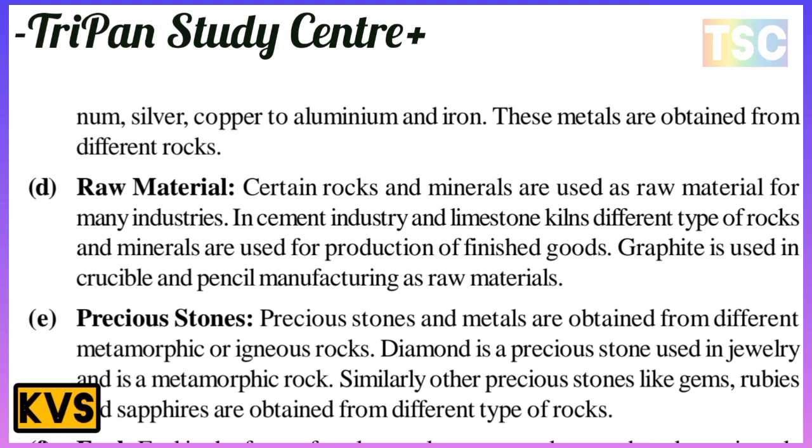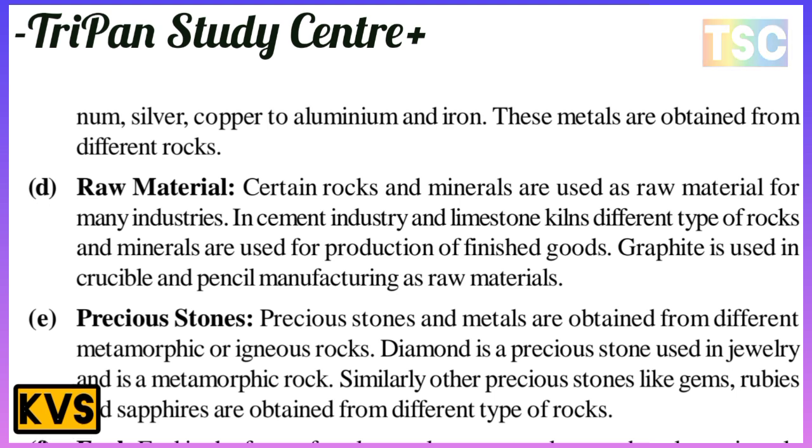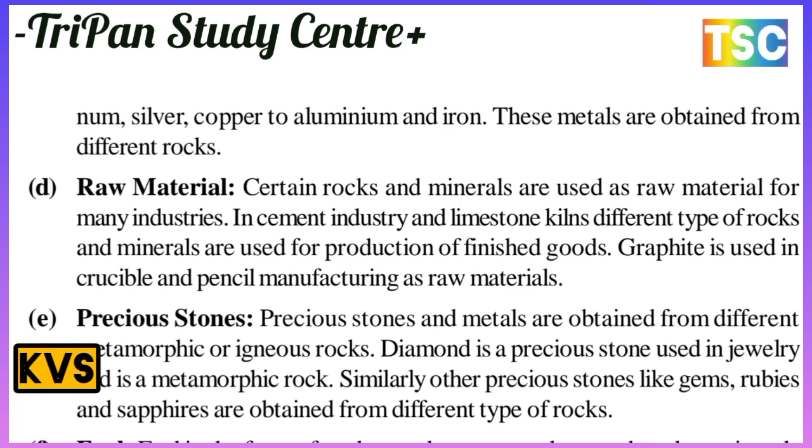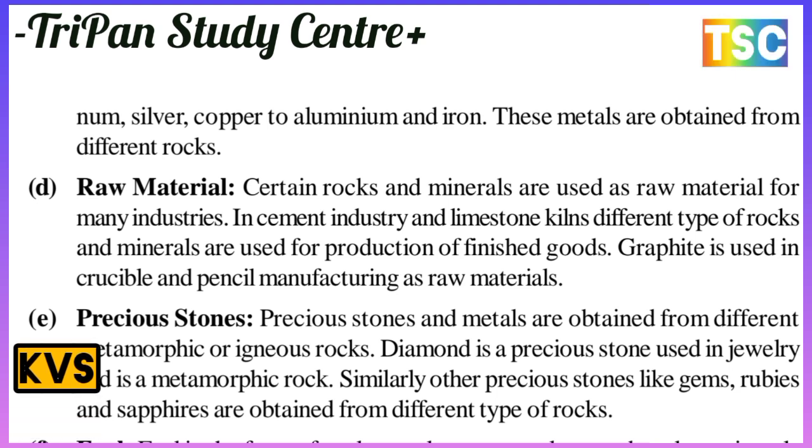Next, raw materials are also important. Rock materials and minerals are used as raw materials for many industries. For example, in the cement industry, limestone, kaolin, and different types of rock and minerals are used to produce finished goods. And granite is also used in crucibles and pencil manufacturing as a raw material. Raw material is the most important for industries, such as the cement industry and limestone.